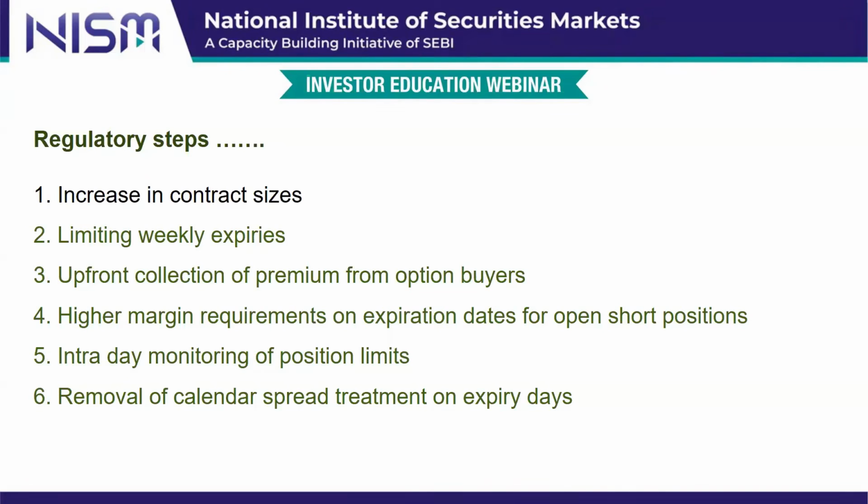Earlier every day some contract was expiring; that has been reduced. Now you only have 2 days of weekly expiry on the 2 different exchanges. Upfront collection of premium from option buyers has been made mandatory. There are higher margin requirements on the expiry date for open short positions, and so on and so forth. Daily monitoring of positions, and removal of the calendar spread benefit which used to be available on the last day of expiry.